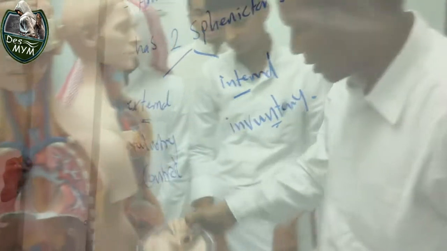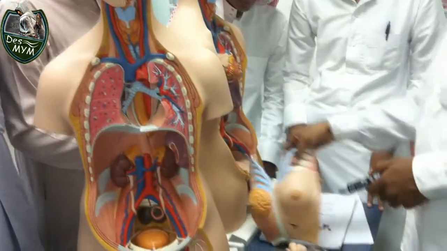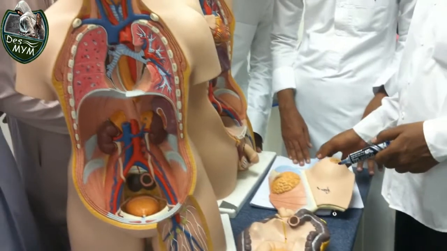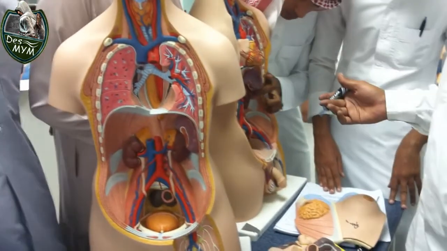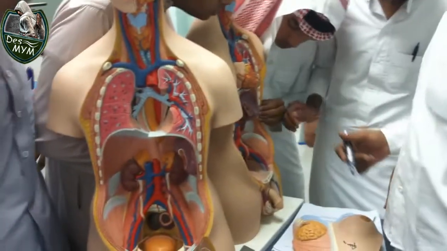The accessory digestive organs are the liver, spleen, and pancreas. Where is the liver?